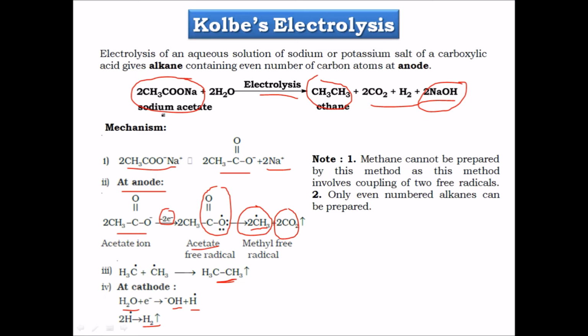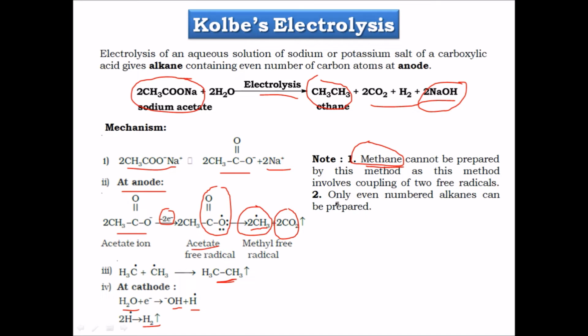Now you can see, if you take any other carboxylic acid, you can easily prepare hydrocarbons or alkanes, but this reaction has a few limitations. The first limitation is that we cannot prepare methane by using this method. The reason is that the mechanism is coupling of 2 free radicals, and coupling of free radicals does not give a 1 carbon alkane. So that is the first limitation of Kolbe's electrolysis reaction.